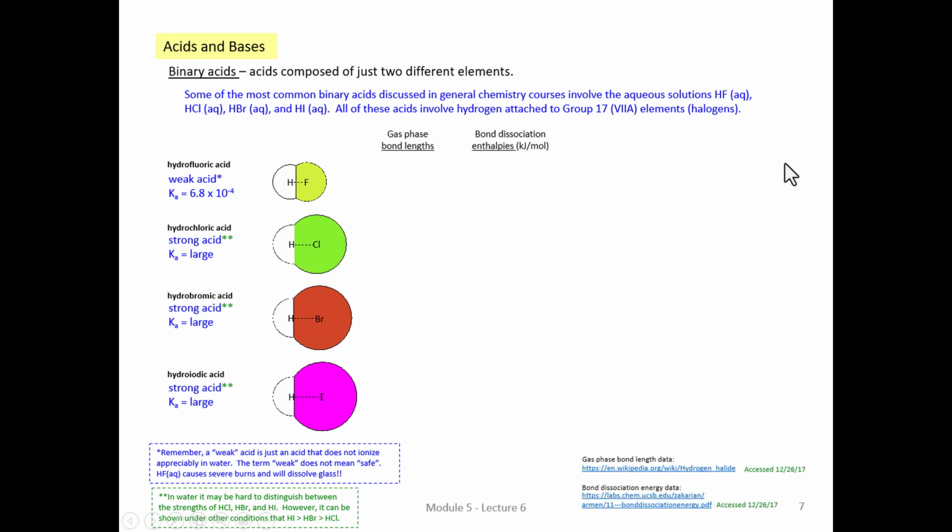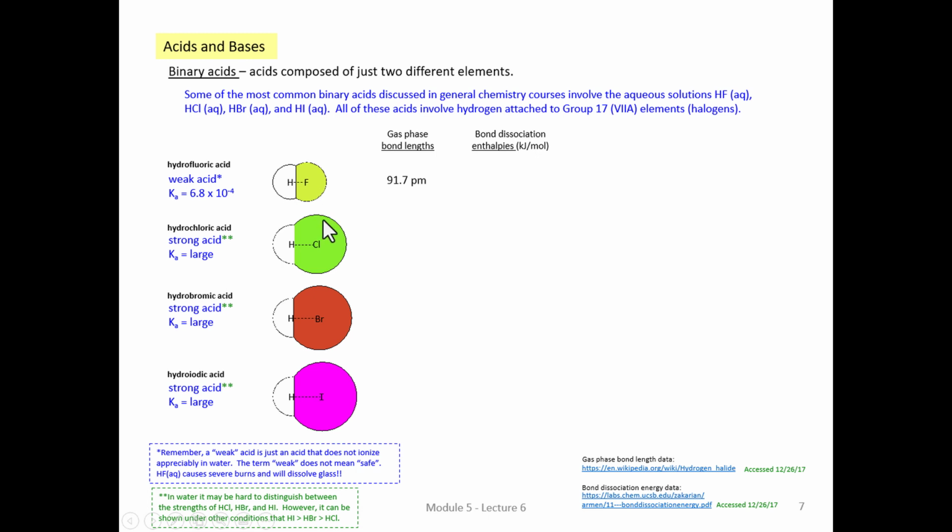Well, how can we explain this trend in acidities? The trend here, if it's not obvious by now, is that hydrofluoric acid is weak, hydrochloric acid is strong, and then as you go down, the acids become stronger and stronger. We're going to try to rationalize this in kind of an odd way. What I have here are gas phase bond lengths and bond dissociation enthalpies.